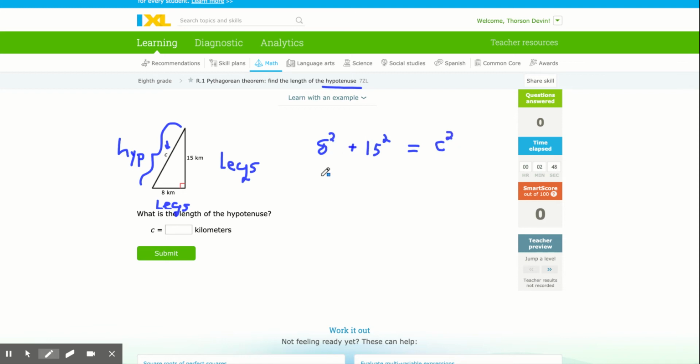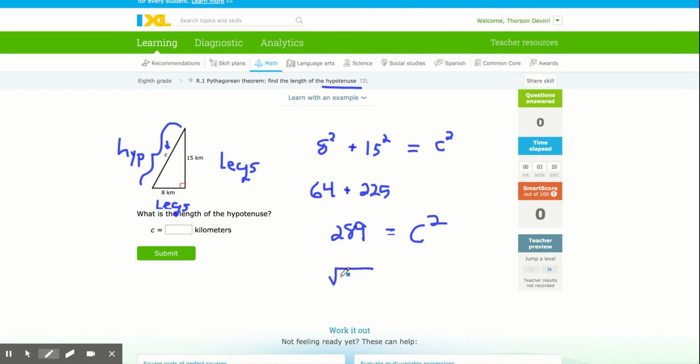So what you do is go 8 squared, 64. 15 squared is 225. I add those together and I get 289 equals that longest side's length squared. Now we need to either use a calculator or some computer to take the square root, because that's how we got to find the value of c.